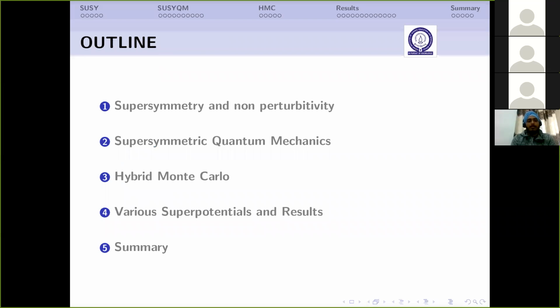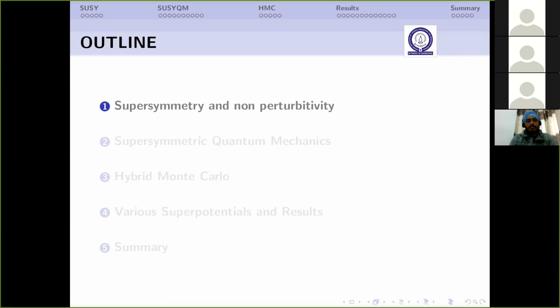So basically, I'm going to talk about supersymmetry and why we are using the non-perturbative approach initially, and then we are going to jump to supersymmetric quantum mechanics. I'm going to talk then about the hybrid Monte Carlo technique, then various superpotentials that we have used in our work, and what are the results that we have got from it, and some conclusion and way forward.